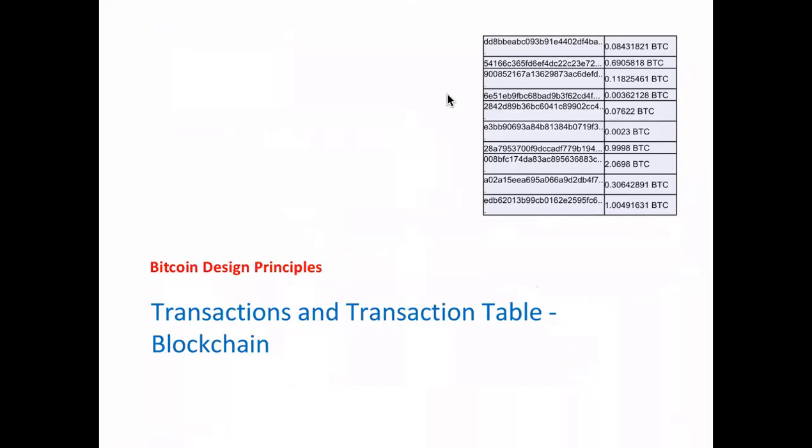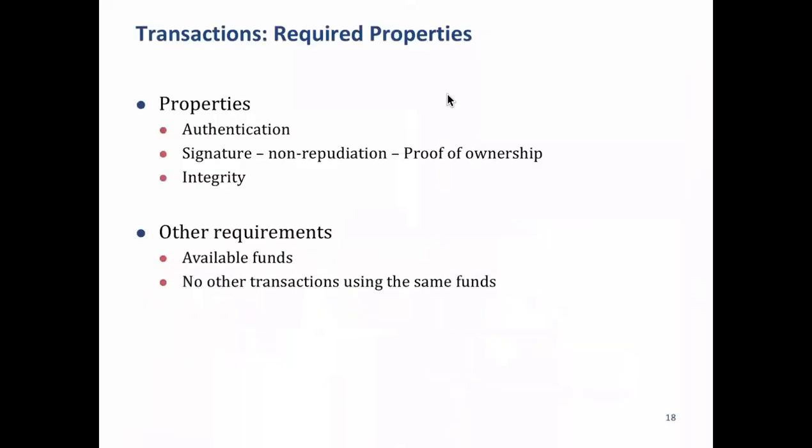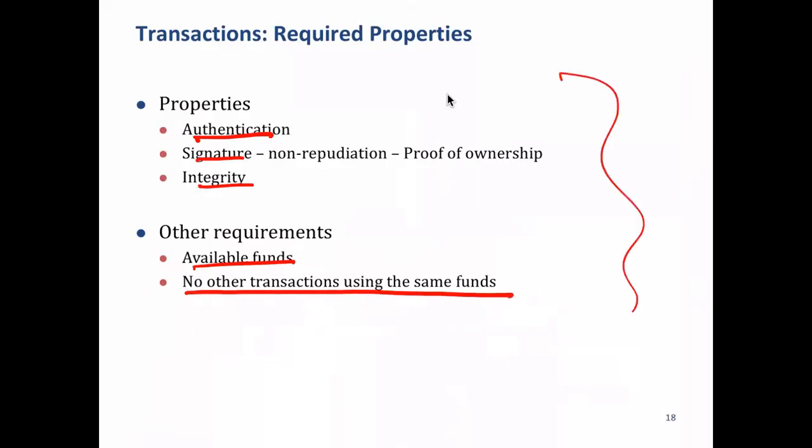Now, when Alice sends money to Bob, she has to create a transaction. She cannot just send an email saying that she's sending money to you. There is a proper format defined in which she has to send it, and that is called a transaction. Transaction properties are authentication, signature, integrity, and there should be enough available funds, and no other transaction uses the same funds. These are the requirements.